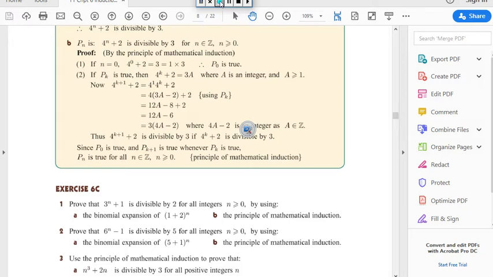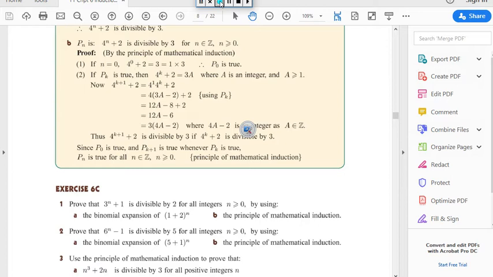What do we then do? We assume PK is true. So we're going to say, I'm assuming that this thing is divisible by 3. How do I write that? Well, I say that statement equals 3 times A, where A is any integer, any whole number greater than or equal to 1. Would you agree?